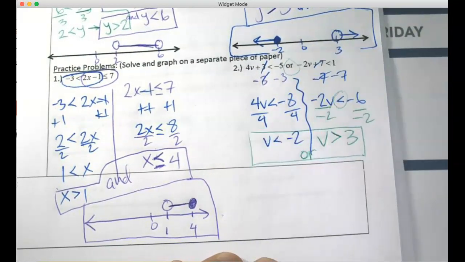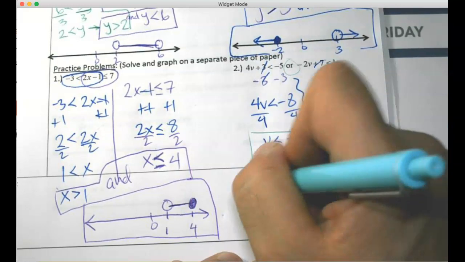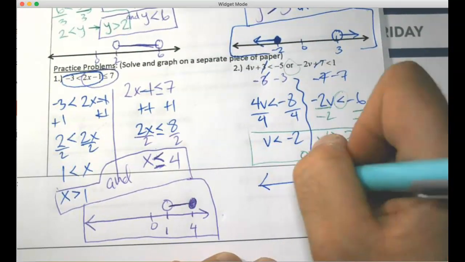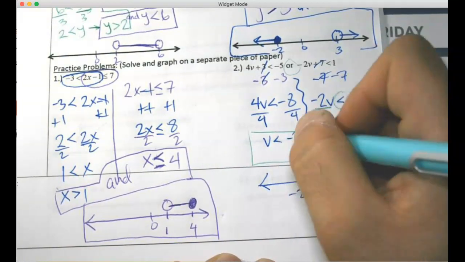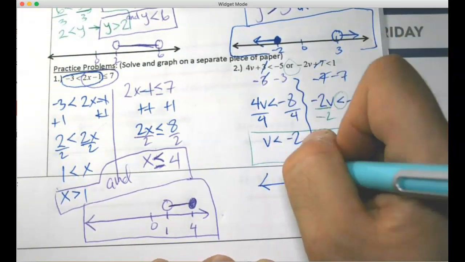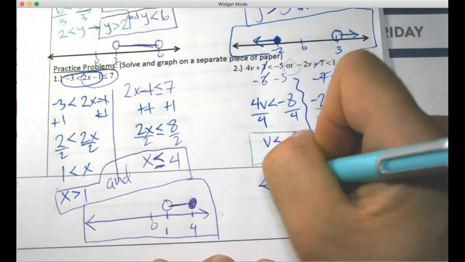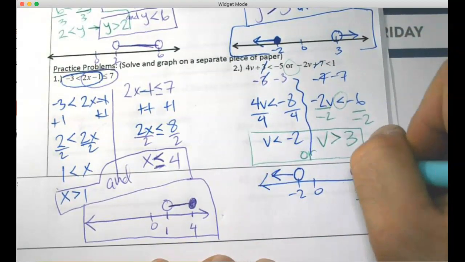And then a graph to go with this one is number line, plot 0, plot negative 2, plot 3. V is less than negative 2, open circle, point left. V is greater than 3, open circle, point right.